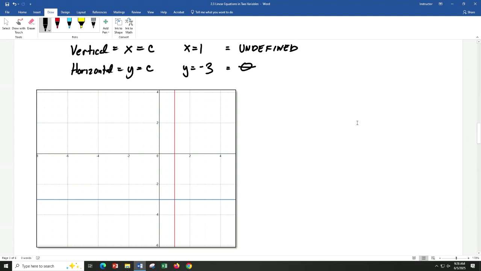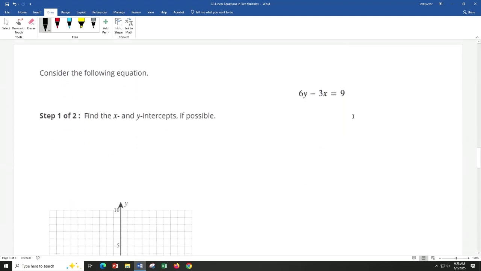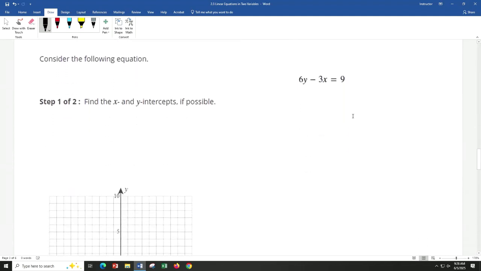Notice I promised you that this lesson was going to be very simple. Consider the following equation. Find the x and y intercepts if possible. Okay. Well, let's take a look at this one. Notice always whenever I'm trying to find points, I'm going to go ahead and draw myself my little graph here, or my little chart.